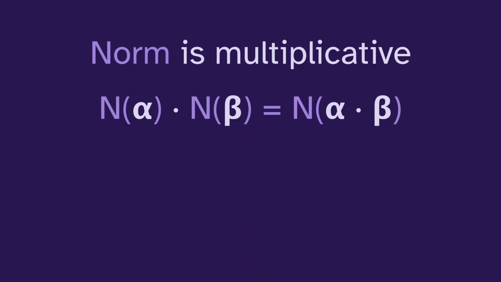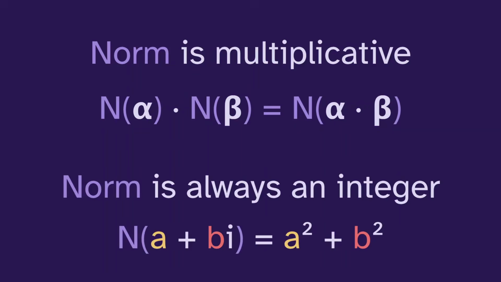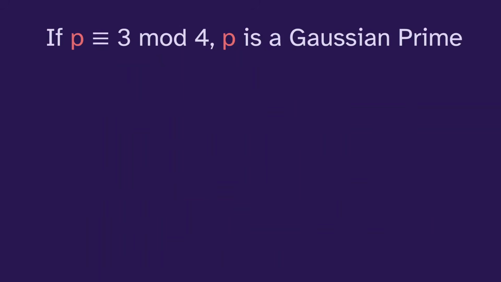So this means that the norm of alpha times the norm of beta is equal to the norm of alpha times beta. The other nice property is that the norm is always an integer, because a and b are both integers, so a squared plus b squared must also be an integer. Now, what we will show is that if p is congruent to 3 mod 4, p is a Gaussian prime.